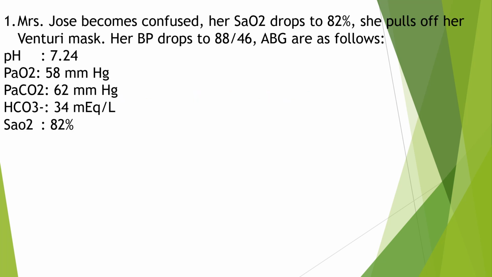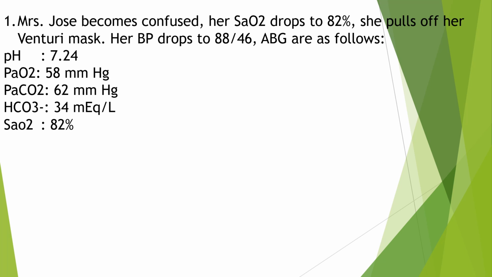Mrs. Jones becomes confused. Her saturation drops to 82%. She pulls off her Venturi mask. Her BP drops to 88/46. ABG are as follows: pH is 7.24, partial pressure of oxygen 58 mm Hg, partial pressure of carbon dioxide 62 mm Hg, bicarbonate is 34 milliequivalents per liter, saturation is 82%.